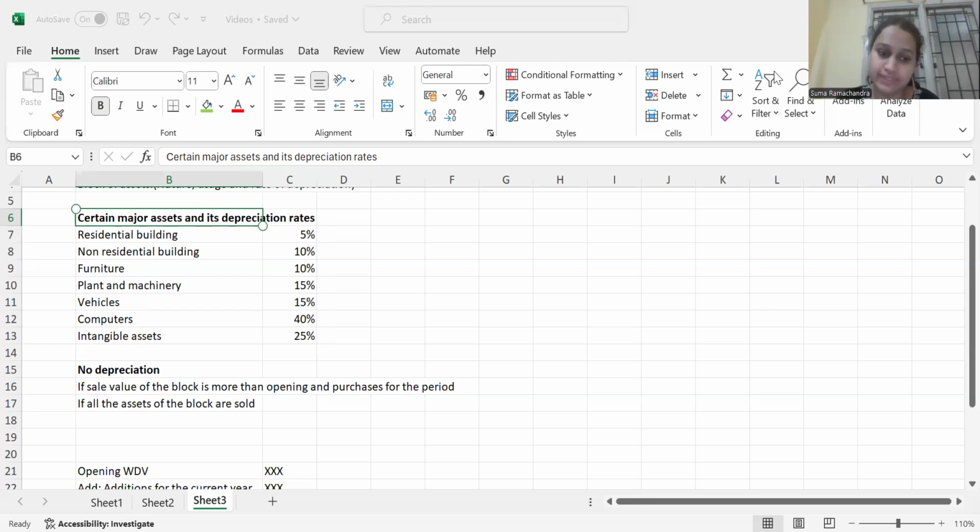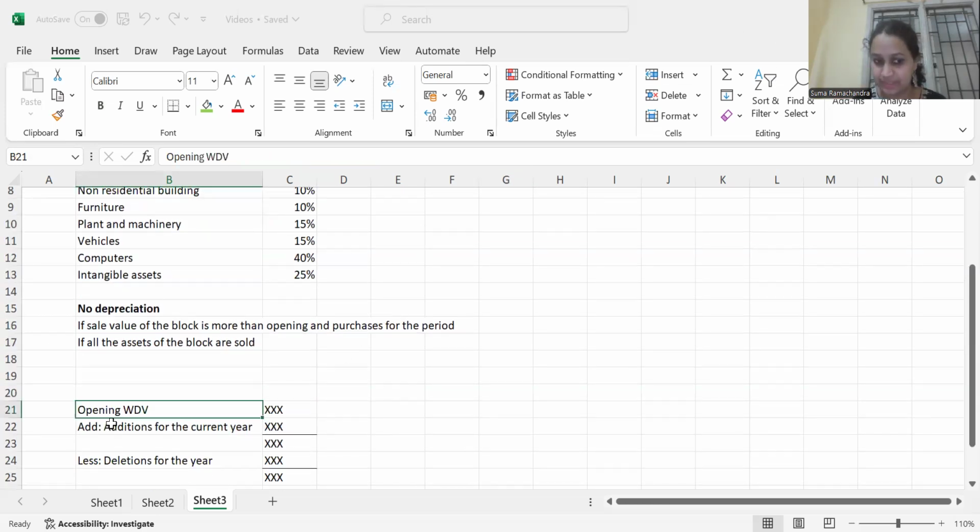Now, with that said and done, there are certain case scenarios where I'll not be charging depreciation at all. One example is how I calculate my block values. First, I'll be adding up opening WDV plus my additions. Now, this is the amount that I get. Once I get this amount, if there is any sale that I have made and the amount that I've received during the current period is greater than whatever value I have already got here, that is opening WDV plus additions, then I'll not be charging depreciation.